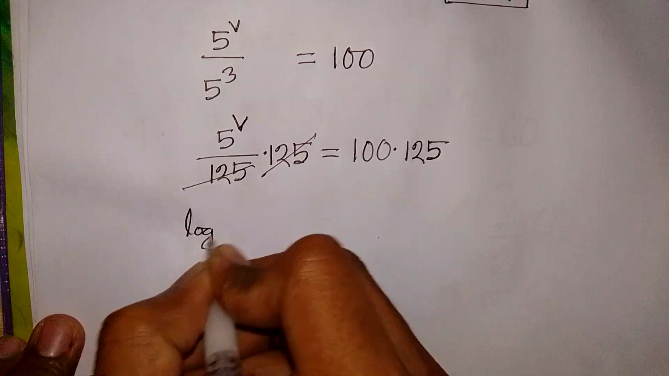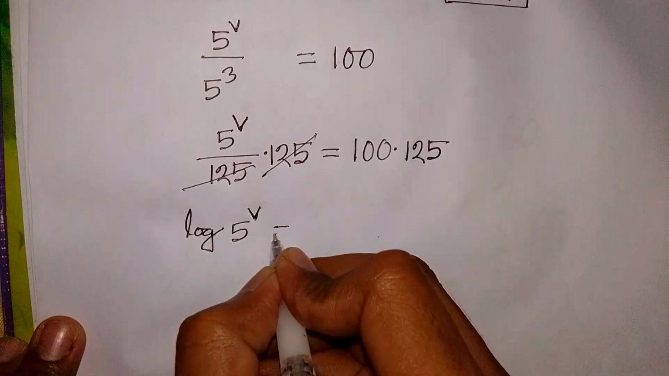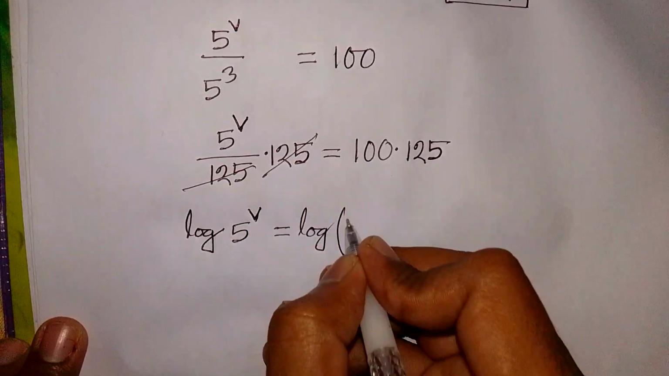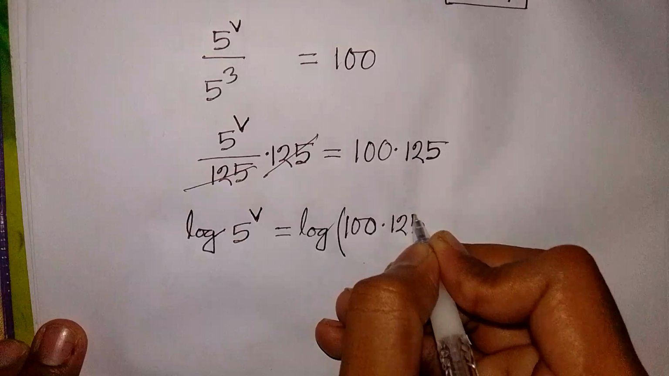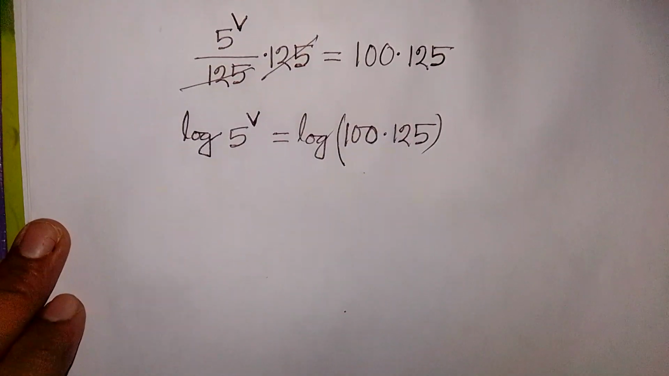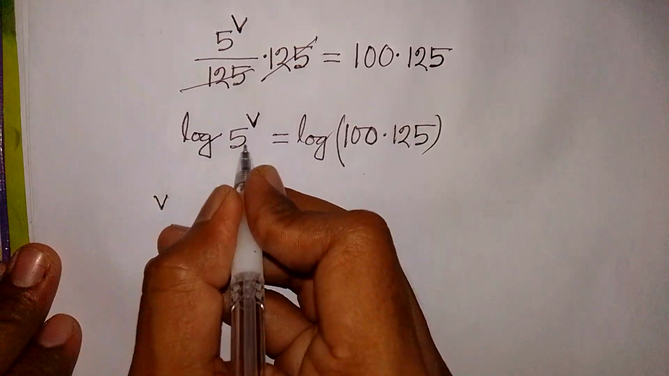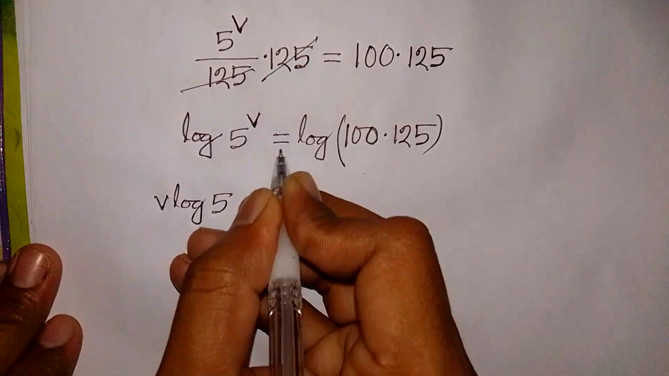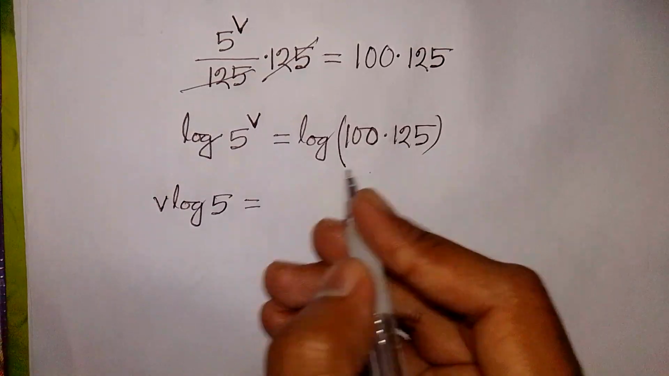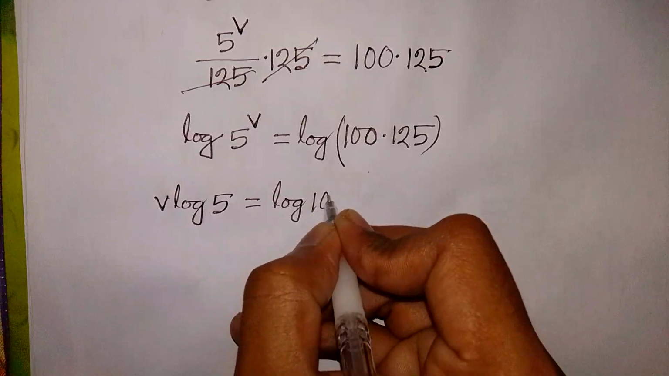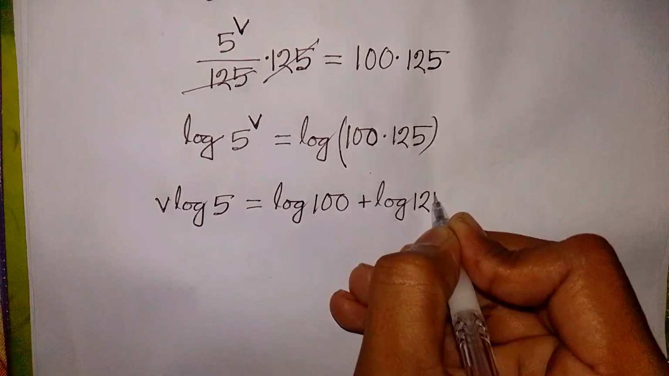So we apply log on both sides. Log of 5 power v is equal to log of 100 times 125. Here this power v will move to the front, so it will be v log 5 is equal to log of 100 times 125. So this can be written as log 100 plus log 125.